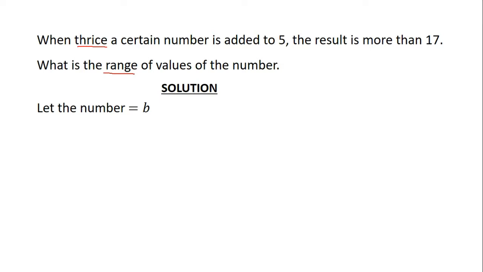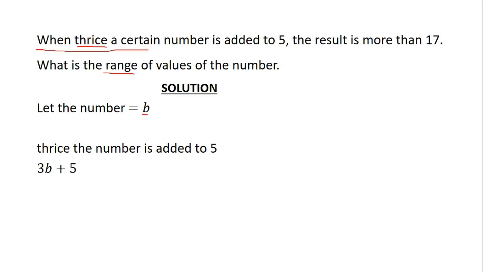It says that thrice a certain number. The number is now b, so it means that 3 times that number, 3 times b, is added to 5. So thrice the number is added to 5 means that you are going to have 3 times b plus 5. 3 times b is 3b, so you are going to have 3b plus 5. So we've now written the expression for the first part, which is thrice a certain number is added to 5. We've now let the number be equal to b. So 3 times b is added to 5.